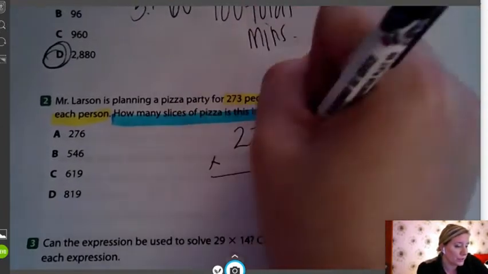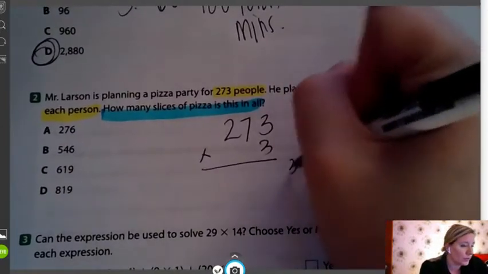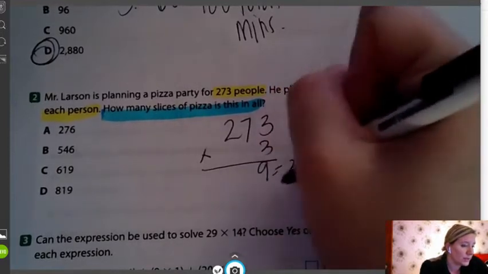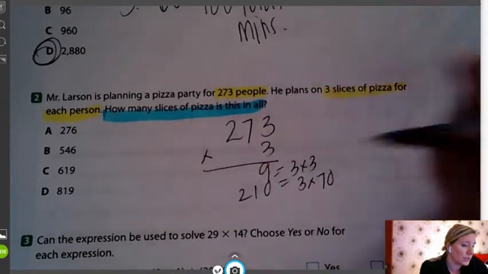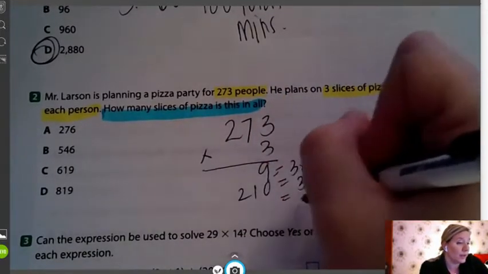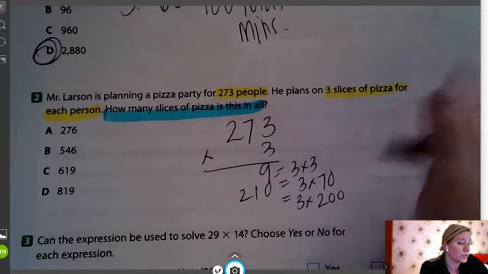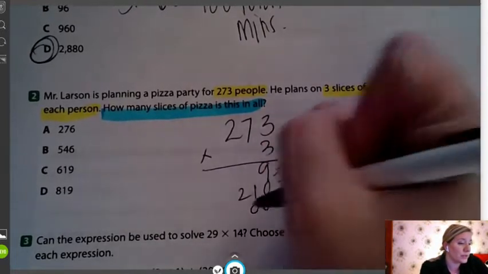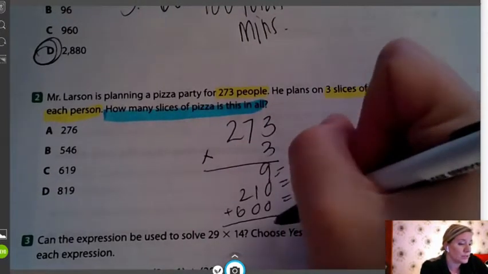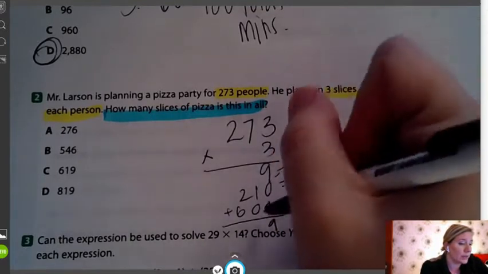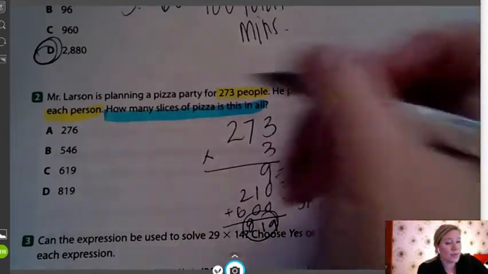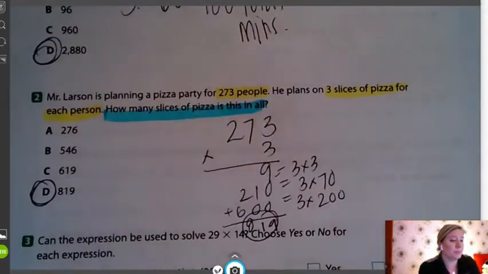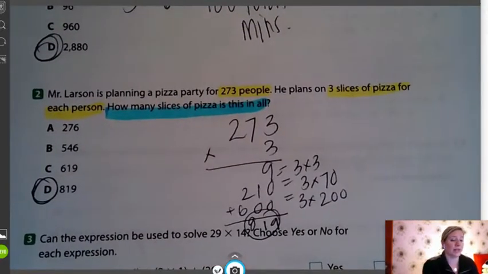I'm again going to use partial products. So 3 times 3 is 9. 3 times 70, put my 0 in. 3 times 7 is 21. And then lastly, 3 times 200, put my zeros in. 3 times 2 is 6. So when I add it up, I get 9 in my ones column. 1 plus 0 is 1. And then 6 plus 2 is 8. So I have 819 pieces of pizza for that pizza party. That's a lot of pizza.